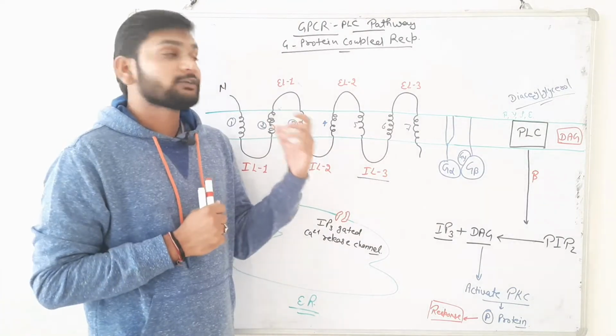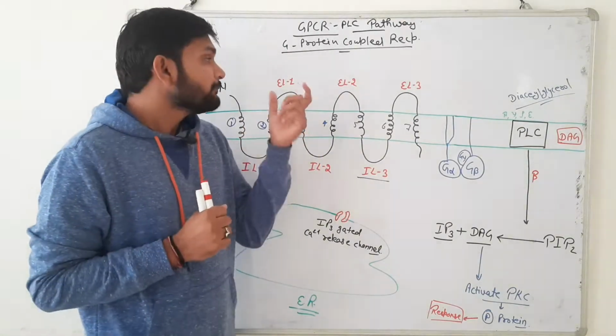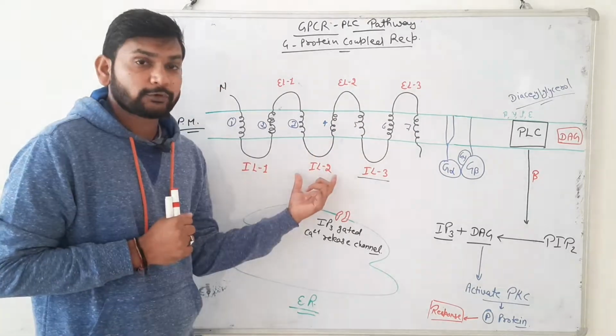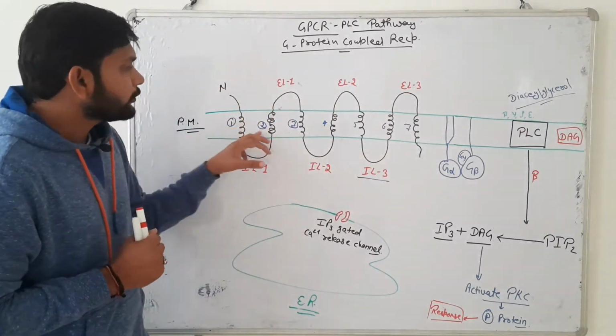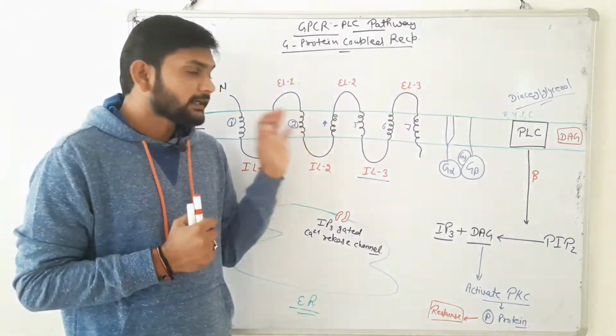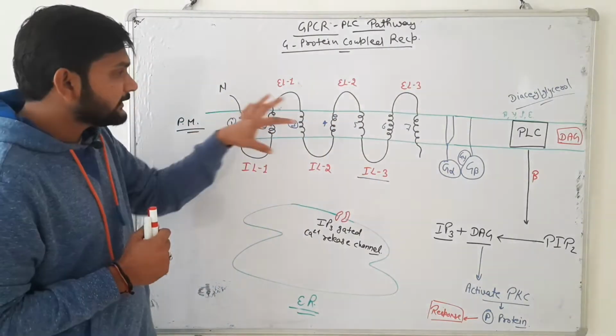So this is the plasma membrane. In the plasma membrane, one protein is present, a 7 transmembrane protein, and it is a single protein. It has 3 external loops and 3 internal loops. So 1, 2, 3, 4, 5, 6, 7. These are the 7 transmembrane segments, meaning it is a single protein.